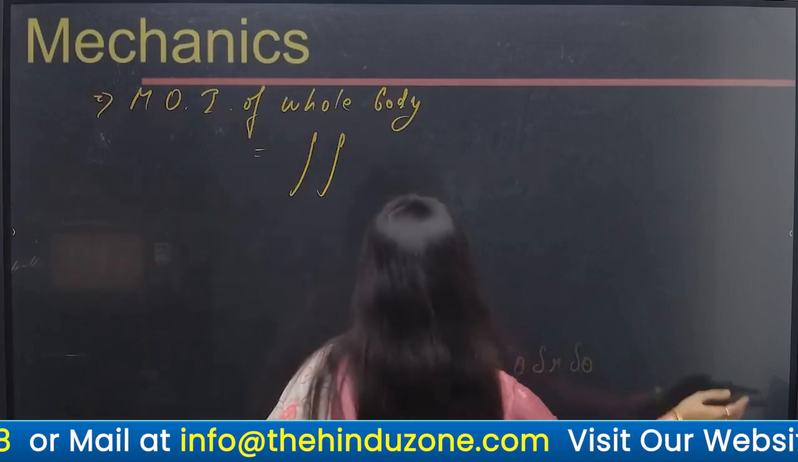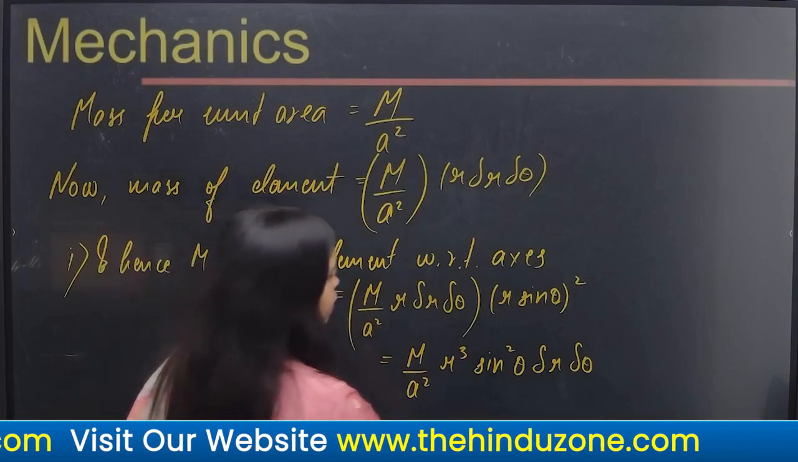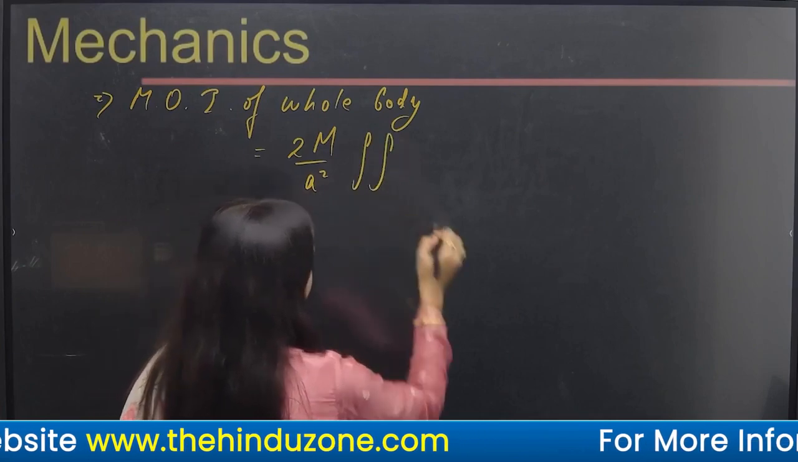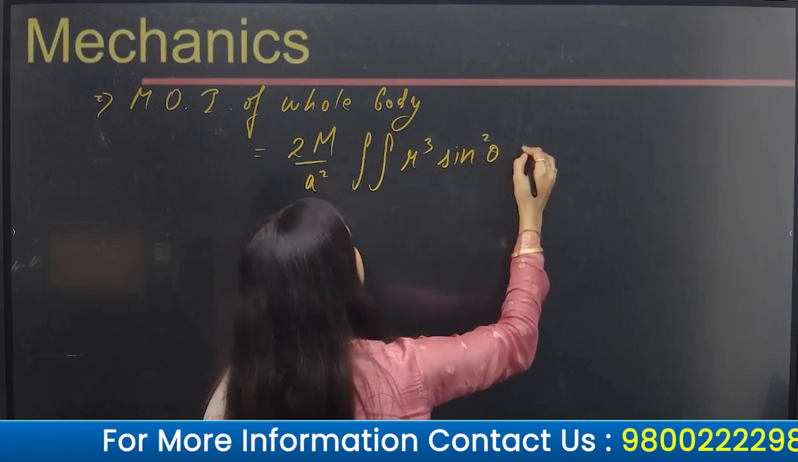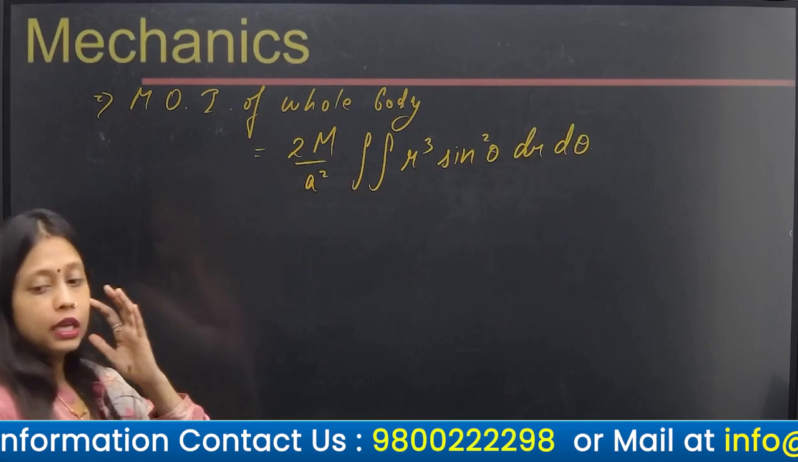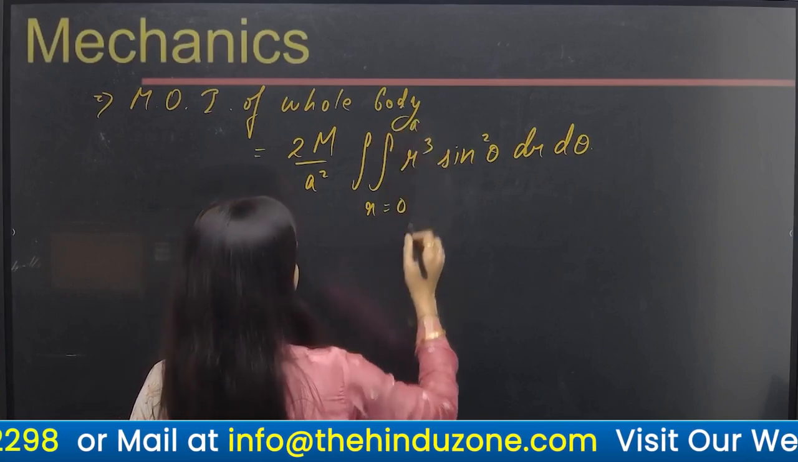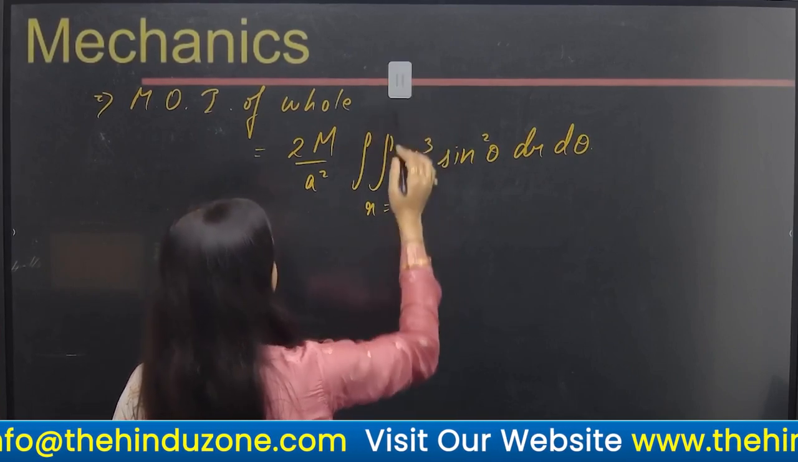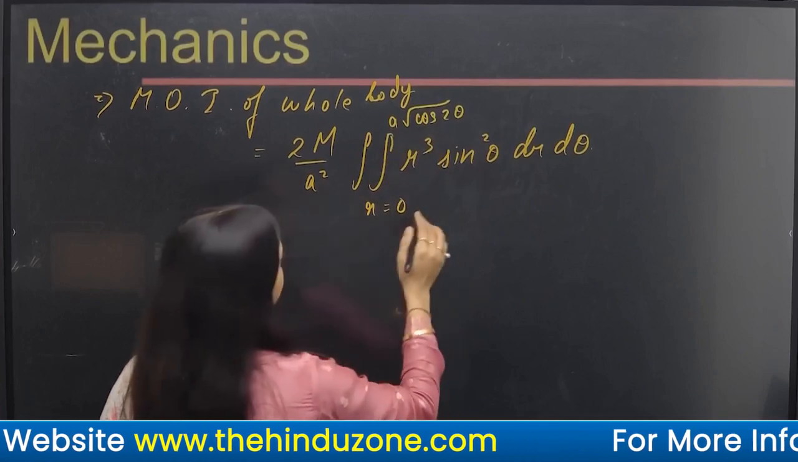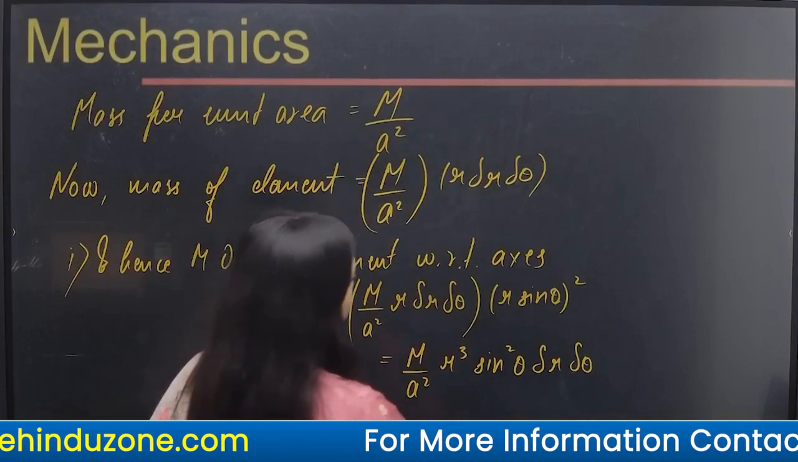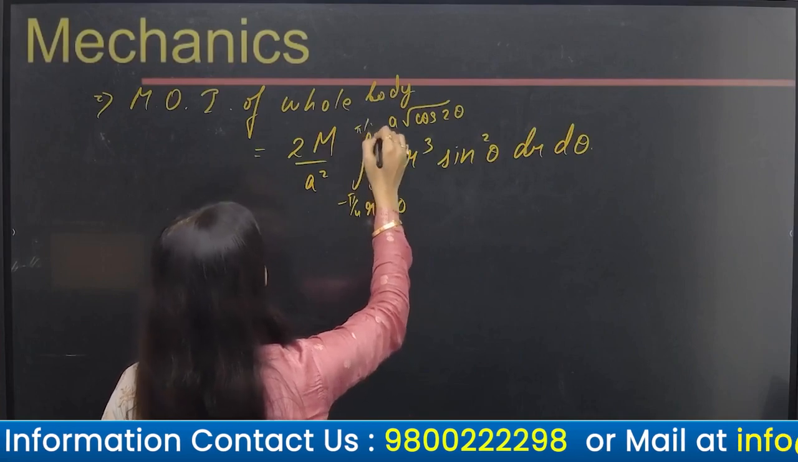So this will be 2 times, taking the constant outside, 2m divided by a square, and a double integration of r cube sine square theta dr d theta. And what about the limits? r is from 0 to a root cos 2 theta, and theta is from minus pi by 4 to pi by 4.